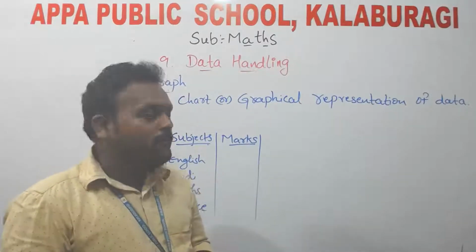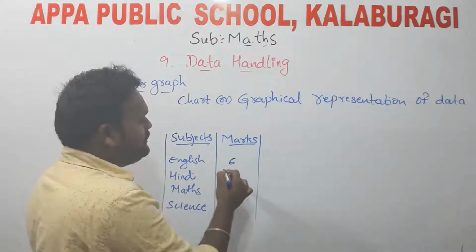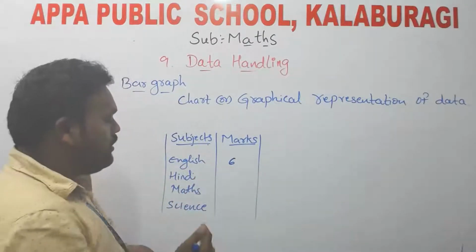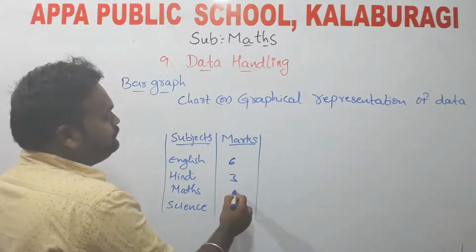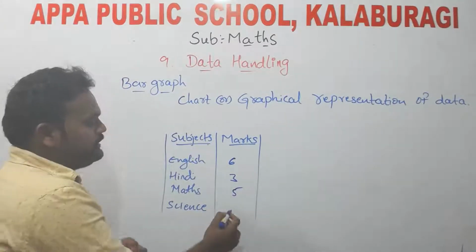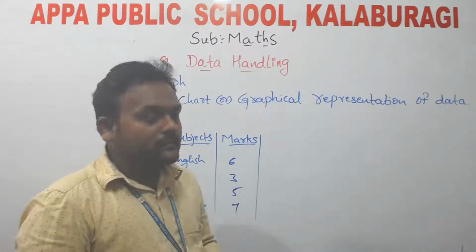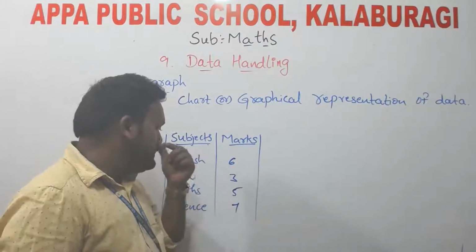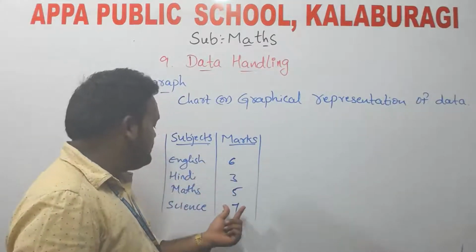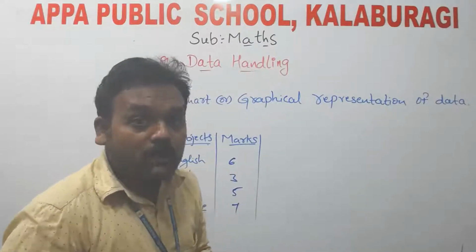You or your friend scored, for example, 6 out of 10 in English, 3 in Hindi, 5 in maths, and 7 in science. So in the slip test, he or she scored 6 in English, 3 in Hindi, 5 in Maths, 7 in Science. Now, how to draw a bar graph?